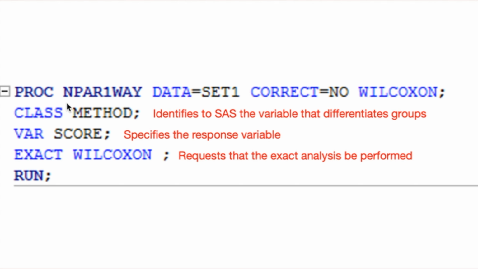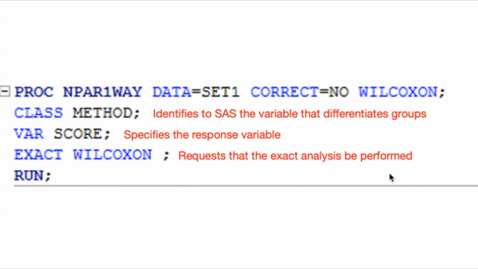We invoke proc npar1way, and notice that we're also specifying the Wilcoxon option here, but everything else is the same. We've got a class statement that identifies the variable that differentiates the three groups, in this case the three methods. We use the var statement to identify the response variable, or the analysis variable to use. And this problem is small enough that we can request an exact test.